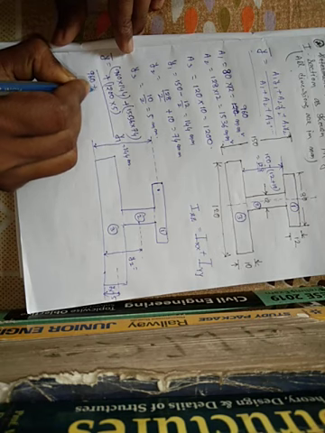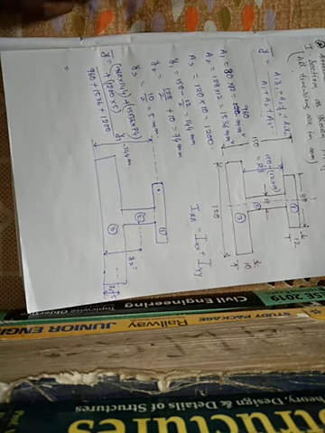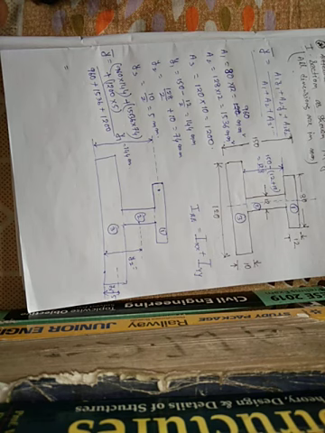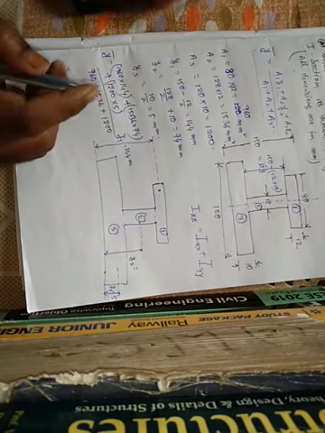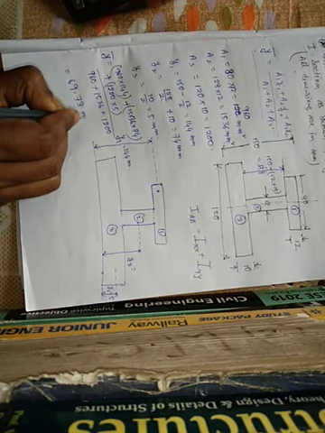This is 960 plus 1536 plus 1200. This is equal to 960 into 144 plus 1536 into 74 plus 1200 into 5, divided by 960 plus 1536 plus 1200, which is equal to 69.78 millimeter from the base.